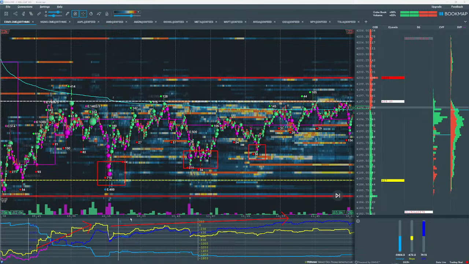Then on the other hand, it looks like the larger traders with iceberg orders had the right idea. They were fading this move higher. So they were selling as the S&P 500 approached the 418 volatility trigger.